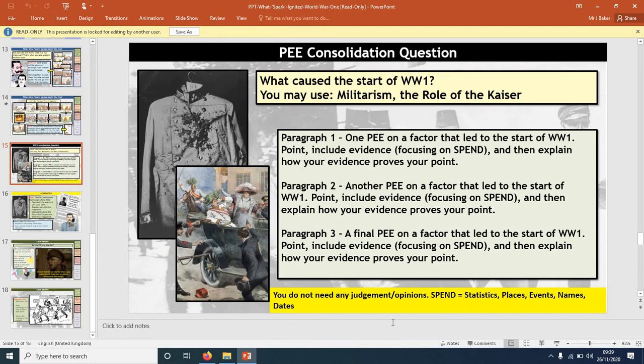Now, you can use your notes for this, but this will be marked by me and entered into my spreadsheet. So this is quite an important exercise. So hopefully by the end of today's lesson, you will have planned, researched and written a 12-mark, 3-paragraph answer to what caused the start of World War One. You should not be spending more than 20 minutes on the actual writing out of the question.